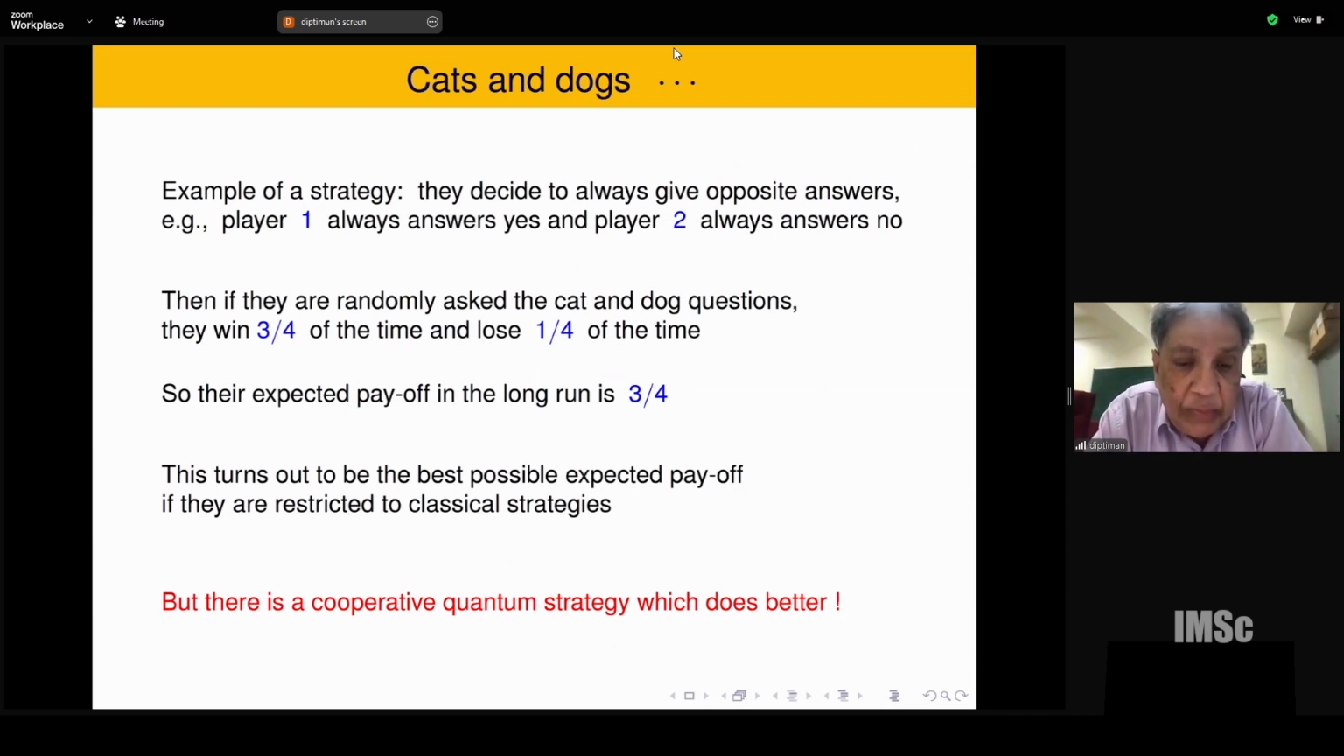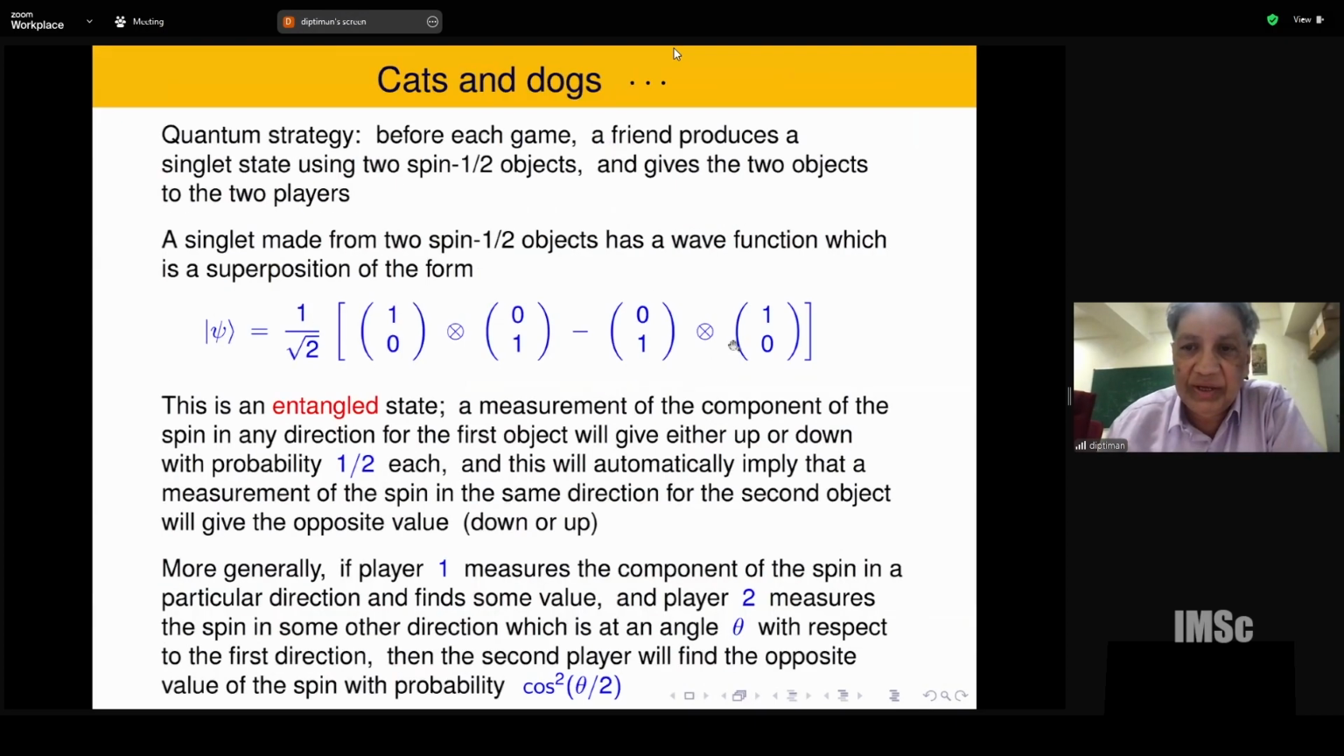Turns out that there's a cooperative quantum strategy which does a little bit better. So how does this go? Okay, now this is a complicated story. The quantum strategy is that before each game, there's a friend who produces a singlet state using two spin half objects and gives these two objects to the two players.